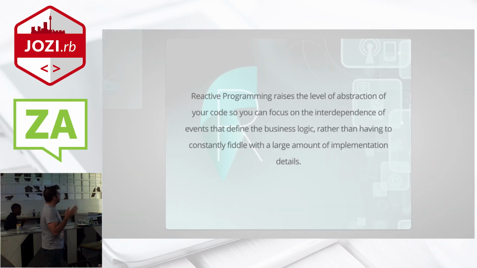Okay, so this pretty much sums it up for me, my take on what reactive programming is. Reactive programming raises the level of abstraction of your code, so you can focus on the interdependence of events that define the business logic. So instead of us having to worry about threads and how all this concurrent stuff is talking to each other and where you have locks and all that nonsense, you can abstract it away from your code, and worry about what your application is doing and not how it's doing it.